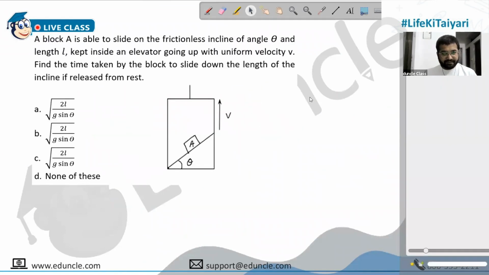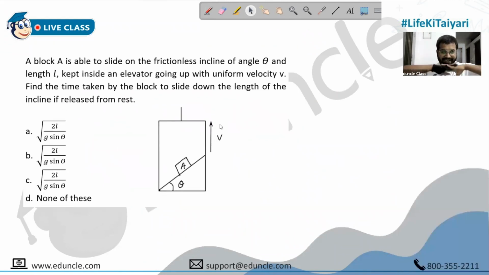So here's one. A block A is able to slide on a frictionless incline of angle theta and length L, kept inside an elevator which is going up with uniform velocity V. Find the time taken by the block to slide down the length of the incline if released from rest. Okay, so they have given us a block able to slide on a frictionless surface, and the length of this surface is given to us, and that is L. Okay, good.